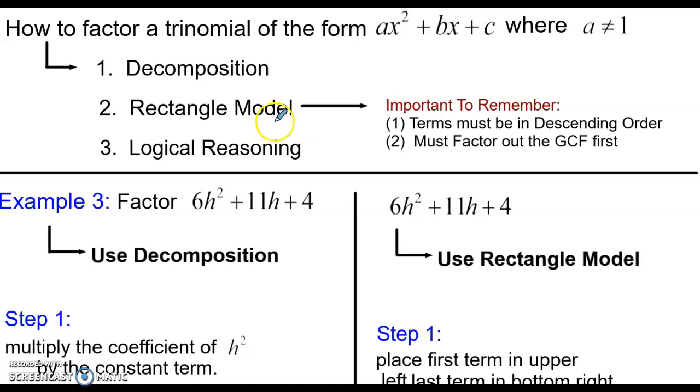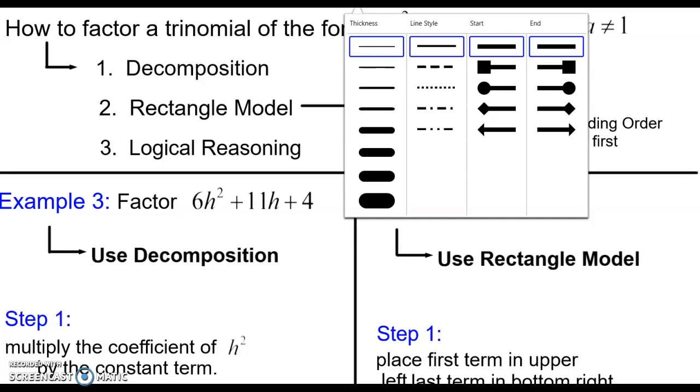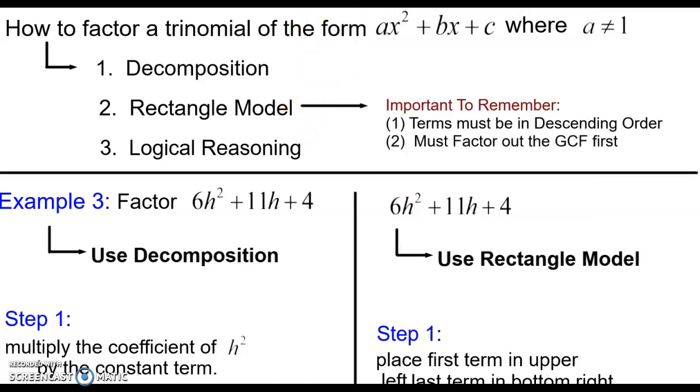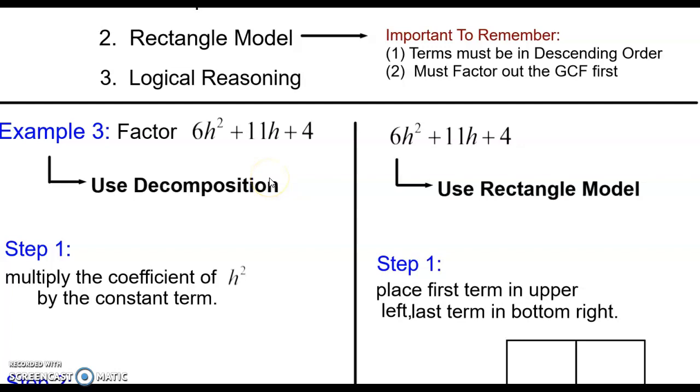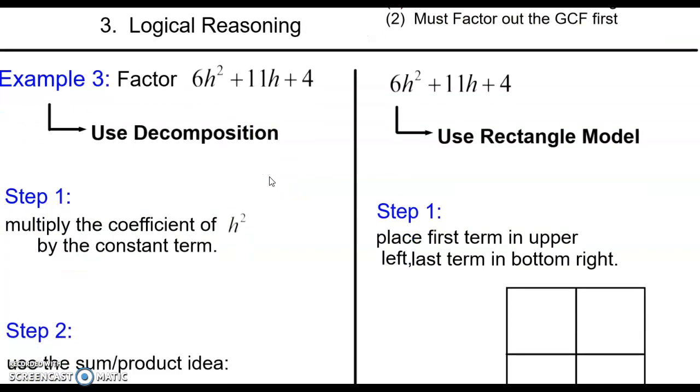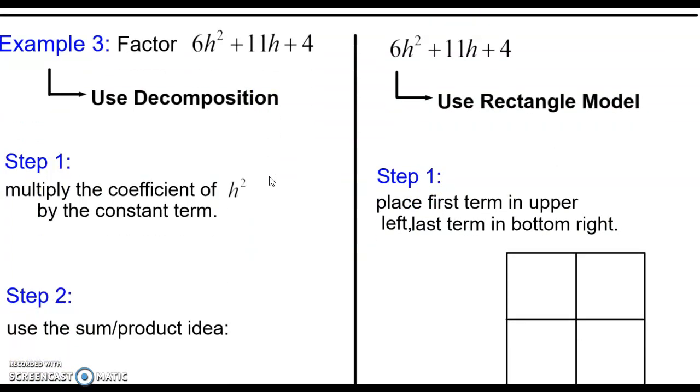So for example 3, we are going to look at some of the methods that we have for factoring trinomials. There are 3 really common ones. One is decomposition, the second one is the rectangle model, and the third one is logical reasoning. We're going to look at the 2 methods today that probably give us the most consistent results. We're going to use decomposition and we're going to use the rectangle model.